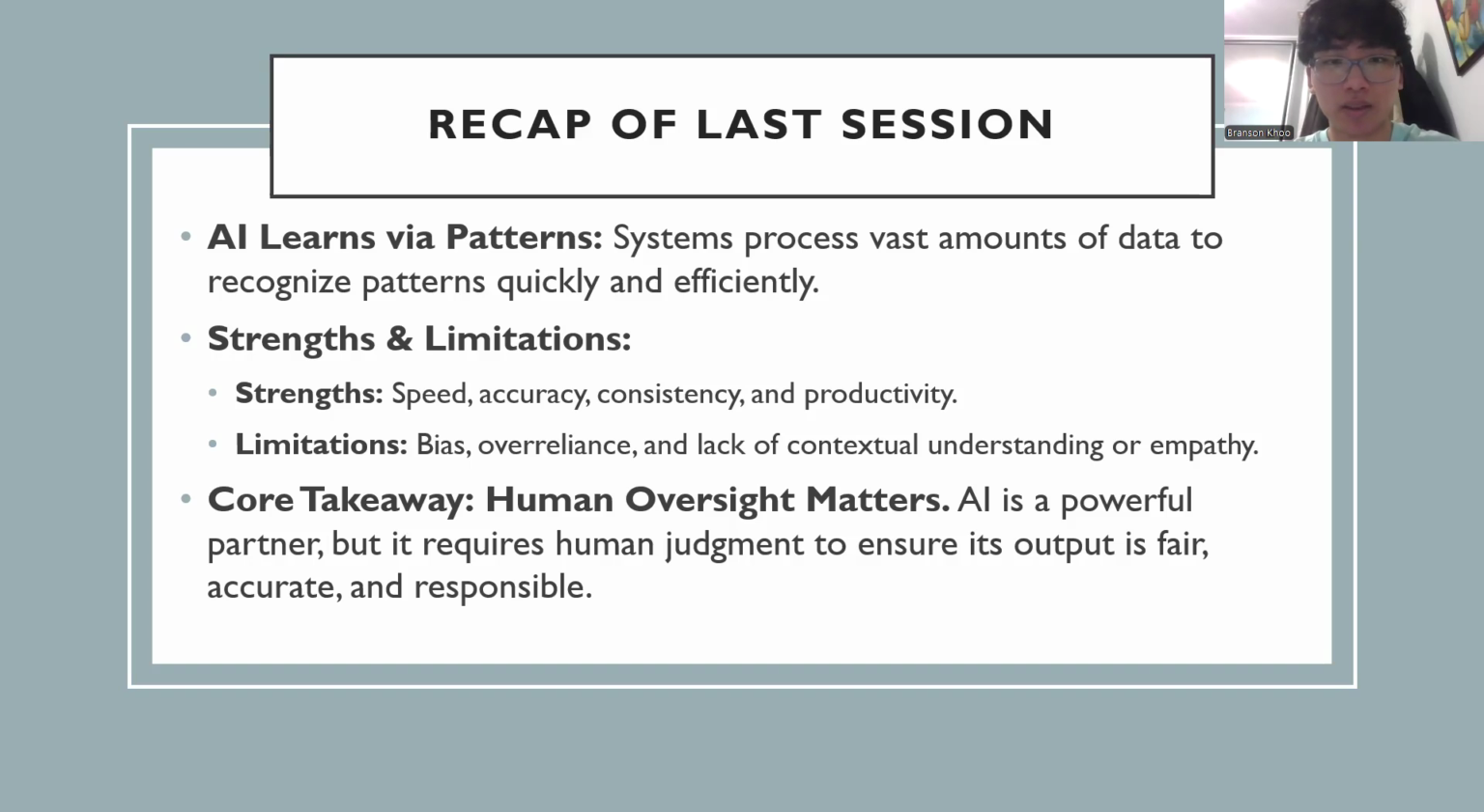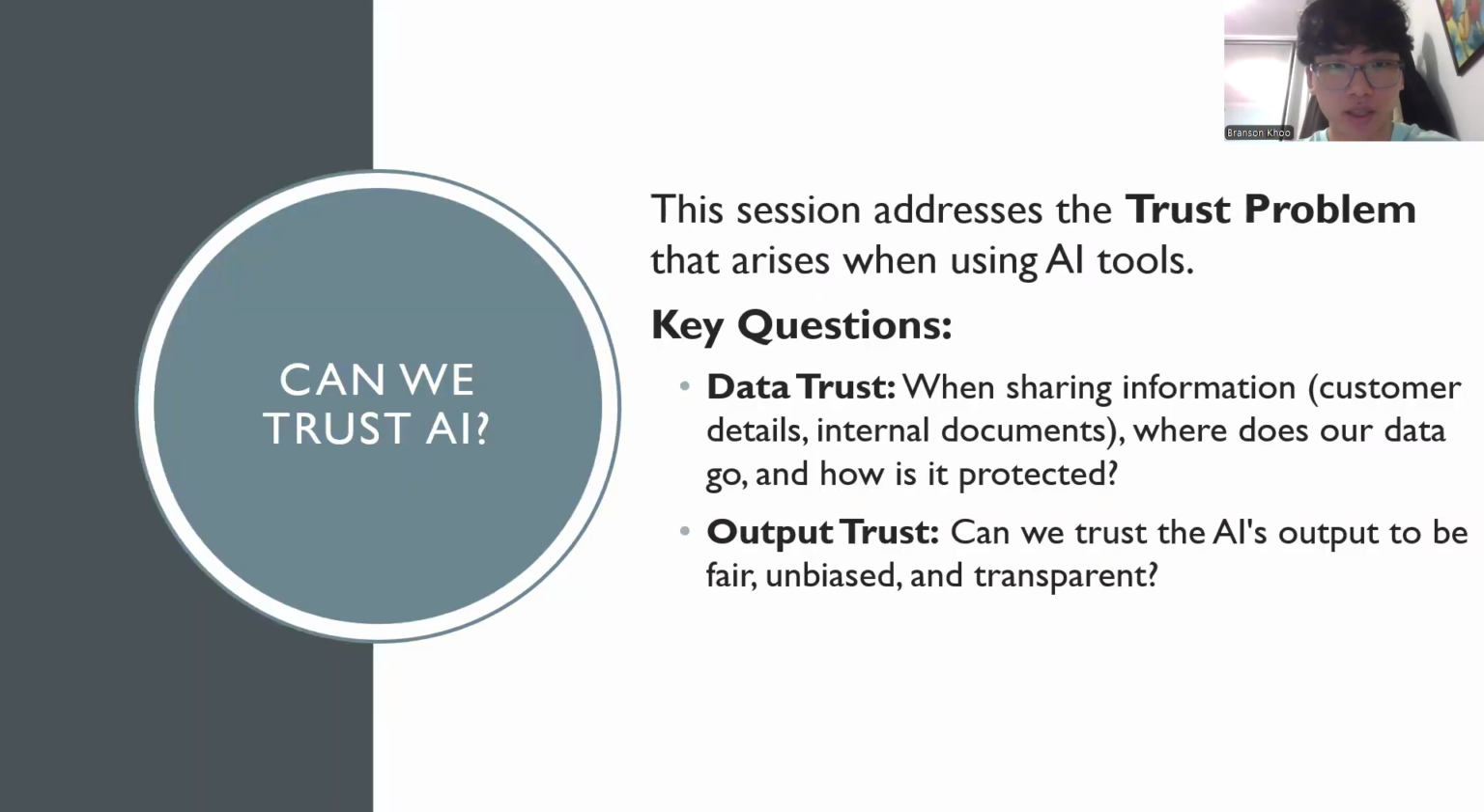Now, this brings us perfectly to today's topic, security and ethics of AI use. Because once we start using AI tools, whether that's ChatGPT, image generators, or workplace automations, a big question arises. How much can we trust them? This is what we call the trust problem. When we use AI, we are often sharing data, maybe customer details, company information, or even internal documents. But do we know where the data goes? Who can access it, or how it's stored?